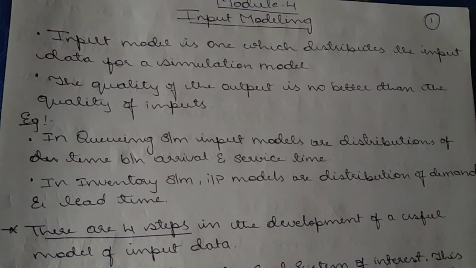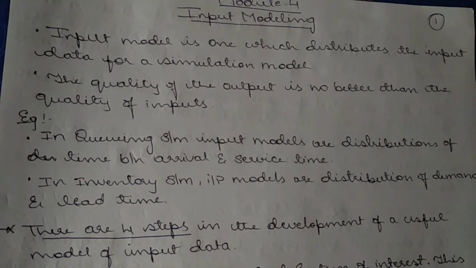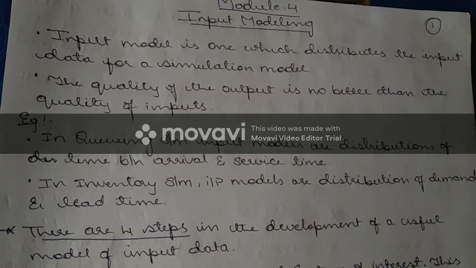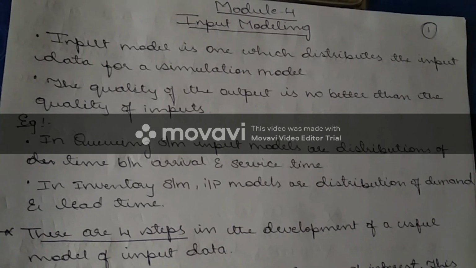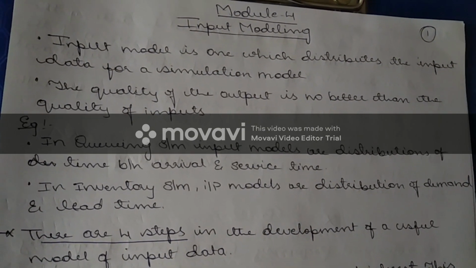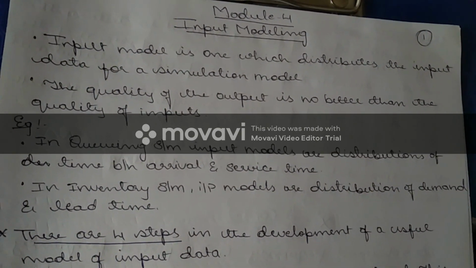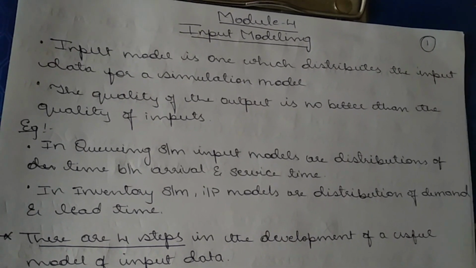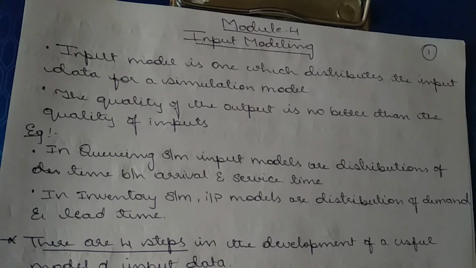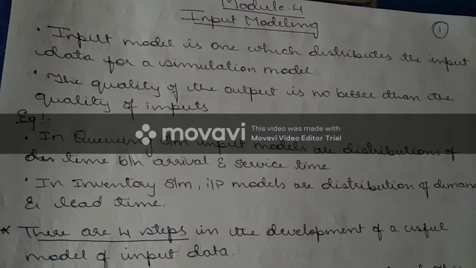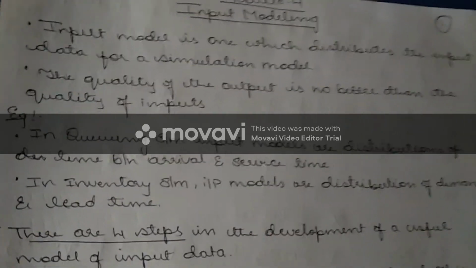For example, in queuing systems, you have studied queuing systems, is it not? Here the input models are the distribution of time between arrivals and the service time. In an inventory system, you will distribute the demands, is it not? For example, 2 demands, 3 demands are there for some product, then that will be distributed. That is the input. For the lead time, this is mainly very important.